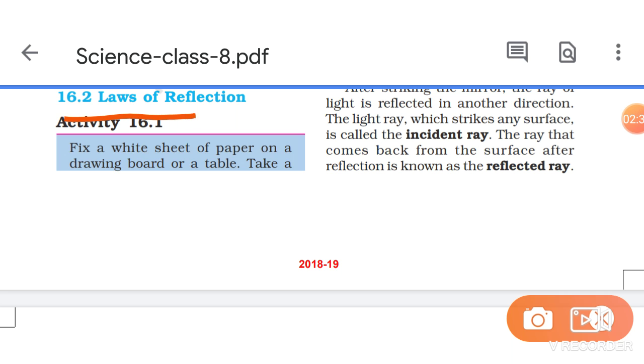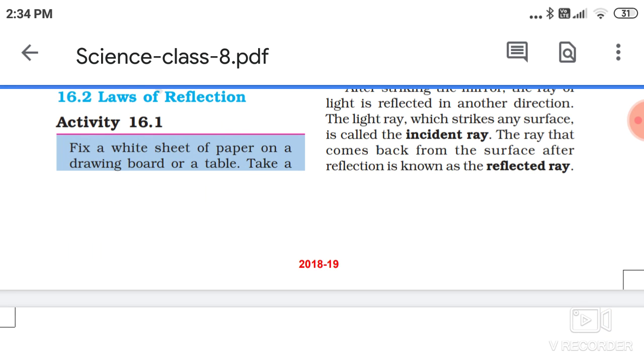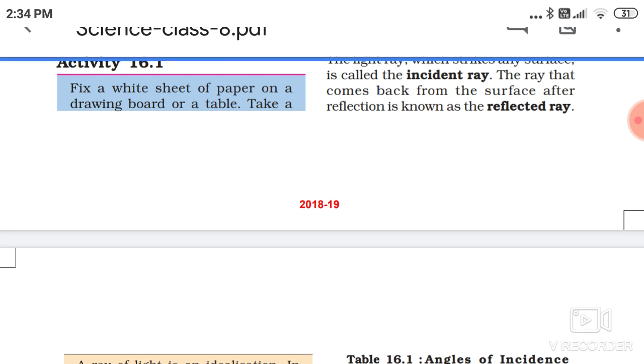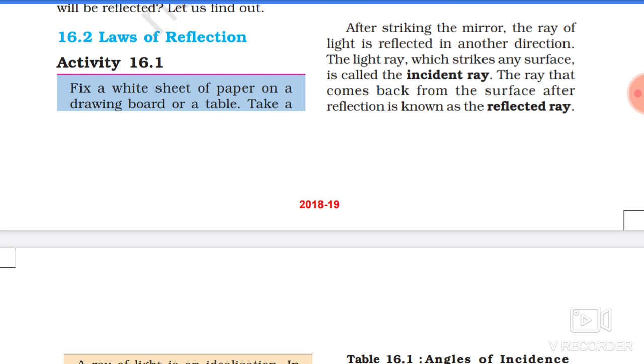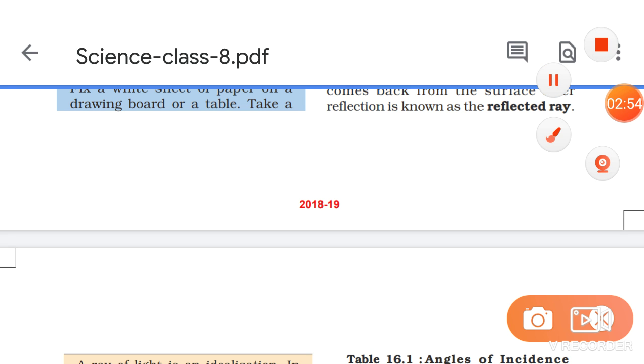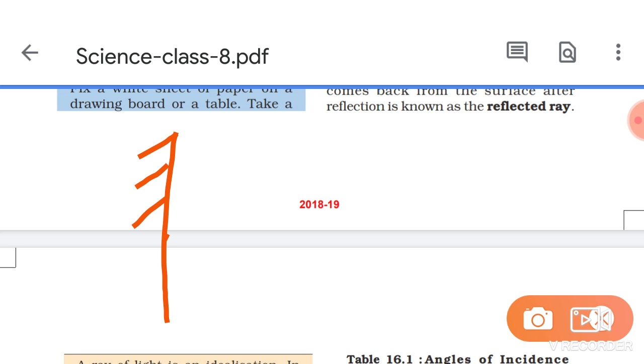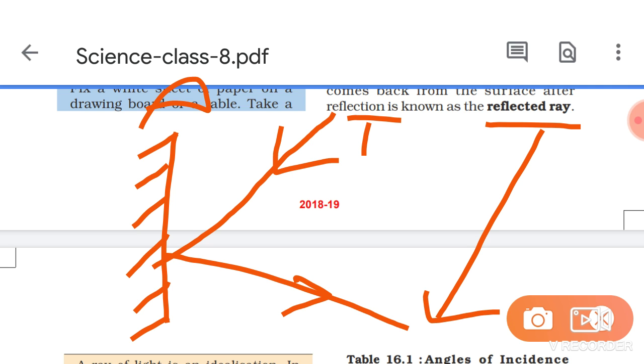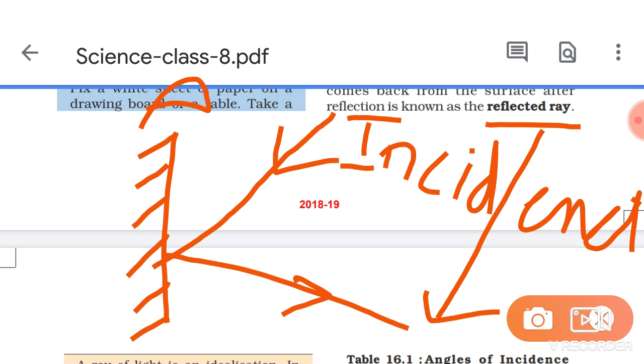Now let's discuss the topic reflection of light. I will make a separate video for each activity and discuss that activity there. But now I am only discussing the basic information of the complete chapter. Now we have a mirror, this is my mirror A, and a ray of light is falling on it at this point and reflecting back. This ray which is reflecting back is called the reflected ray, and this ray is called the incident ray or ray of incidence.